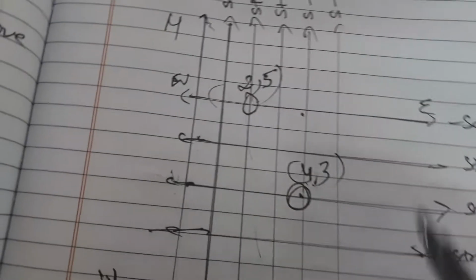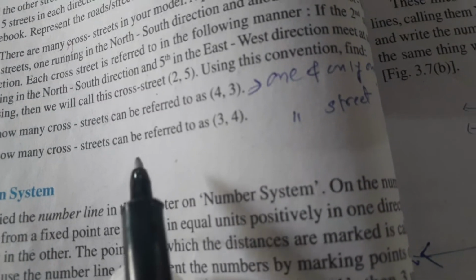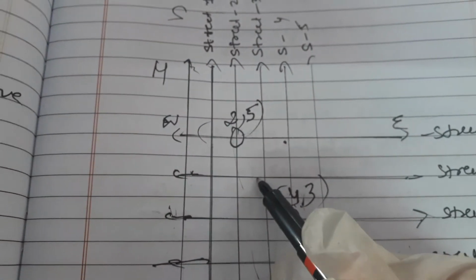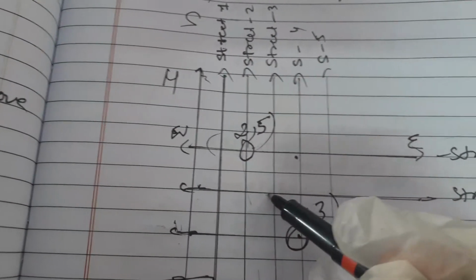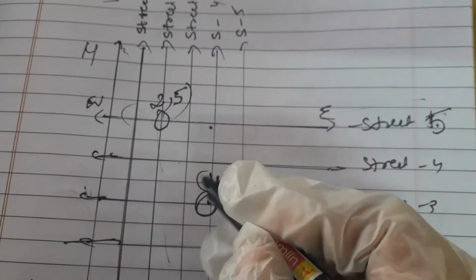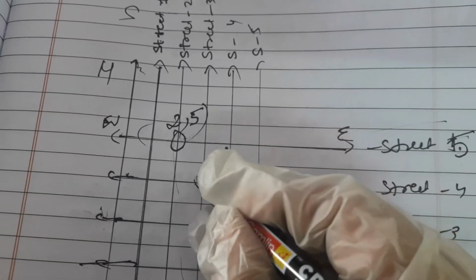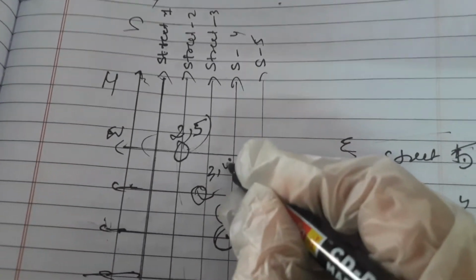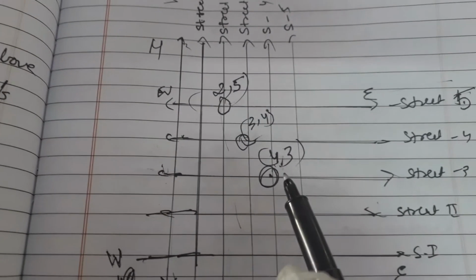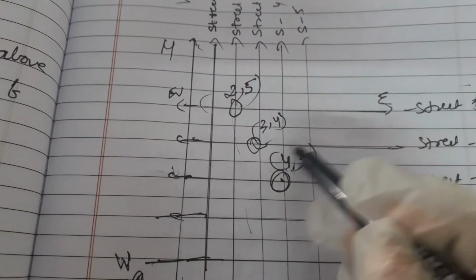Okay. In the same way, second is asked: how many cross streets can be referred to as 3 and 4? North-south direction 3. Okay. North-south direction, first, second, third line, and east-west direction, this is the fourth line. So we will be having here this point 3 and 4. So only unique points are there, only a single point will be there representing this.